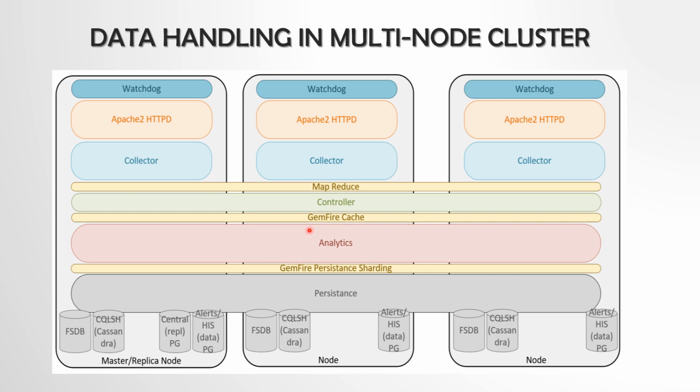On the controller level, GemFire applies its MapReduce function. On the analytics level, it will have a GemFire cache for storing the sharded data. And on the persistence layer, it has GemFire persistent sharding. So this is what I was talking about. Now let's move on to the next section.